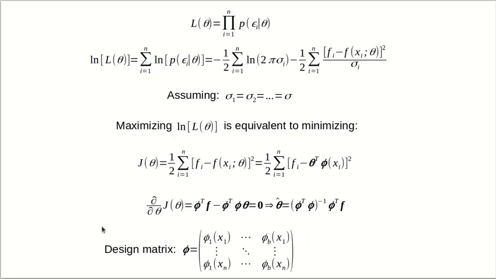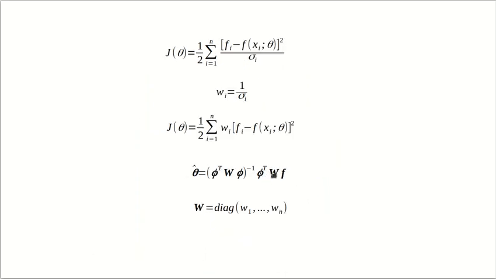So the modification is not so big. It's very similar to here, right? The only thing that's different is that you have to stick a W in the middle of phi transpose and phi, and then stick a W behind phi transpose and between phi transpose and f here, right? And this W matrix is just a diagonal matrix with w1, w2 up to wn on the diagonal. And wi is given by 1 over sigma I, right?